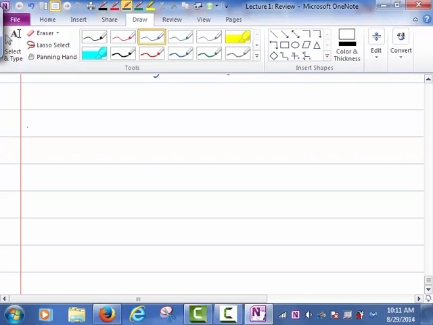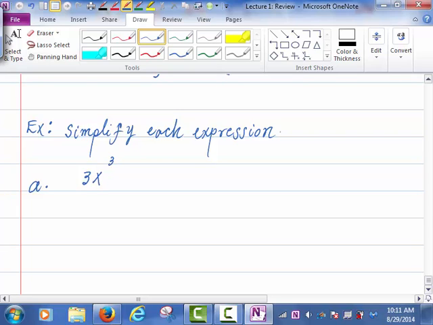Let's do another example. Again, this would be a simplification example. So the question is, simplify each expression. And A, let's say I have 3x to the 3/2 y cubed divided by x squared y to the negative half, and I have the whole expression to the negative 2. Okay?